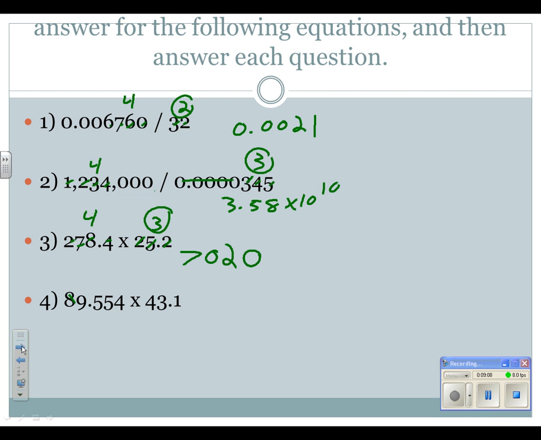Number 4, 1, 2, 3, 4, 5 versus 1, 2, 3. Again, our answer is 3 sig figs. So 3860.